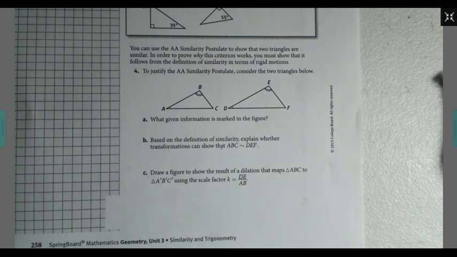Here we have 4. To justify the angle-angle similarity postulate, consider the two triangles below. What given information is marked in the figure? Based on the definition of similarity, explain whether a transformation can show that triangle ABC is similar to DEF. C. Draw a figure to show the result of a dilation that maps triangle ABC to triangle A'B'C', using the scale factor of K, which is equal to DE over AB.